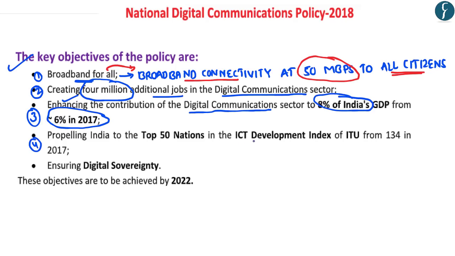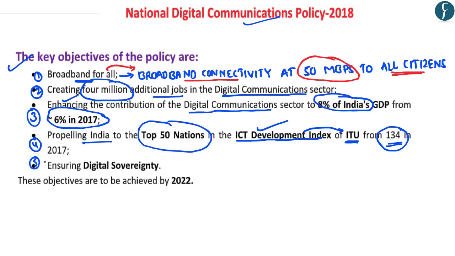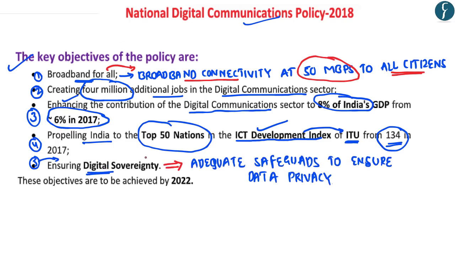Now, there is an index known as the Information and Communication Technology Development Index, which is released by the International Telecommunication Union. Presently, India is ranked at 134th position in this particular index. So, as part of this policy, the government intends to propel India to within the top 50 nations in this index. And coming to the last objective, the government intends to ensure digital sovereignty of the citizens in India, which means that the government shall take adequate safeguards in order to ensure data privacy of the citizens. And the most important aspect related to these objectives is that the government has stated that all of these objectives are required to be achieved by the end of 2022.